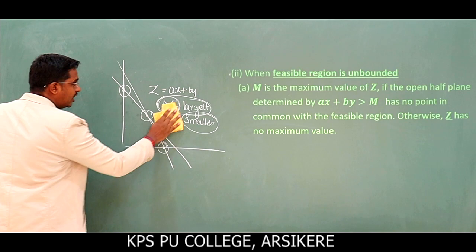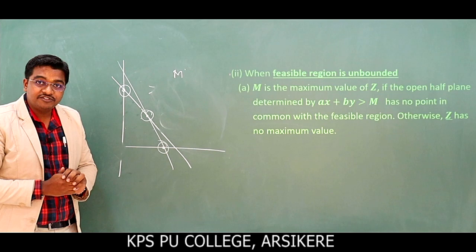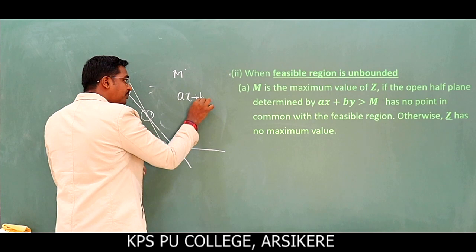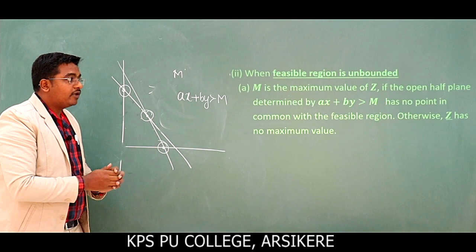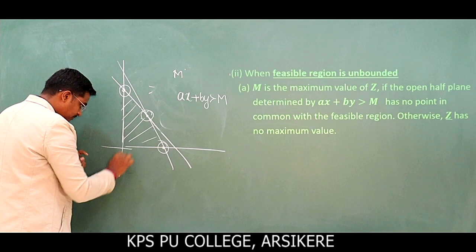Suppose I take M as the maximum value of Z. M is the maximum value of Z if the open half plane determined by the inequality ax plus by greater than M has no point in common with the feasible region. Clear? Ax plus by greater than M. Suppose this is the feasible region. So ax plus by greater than M.